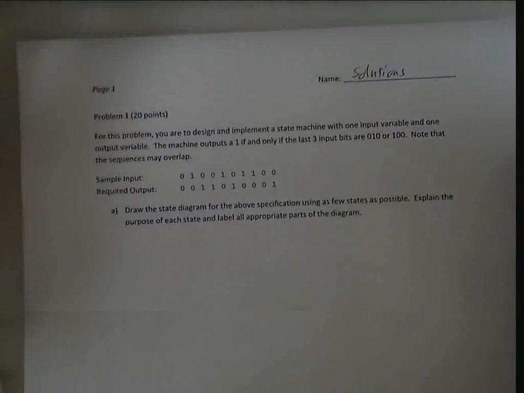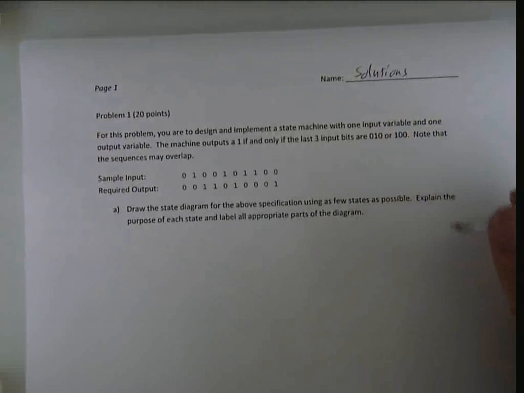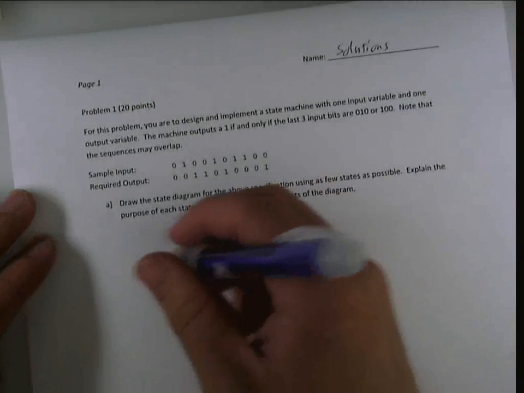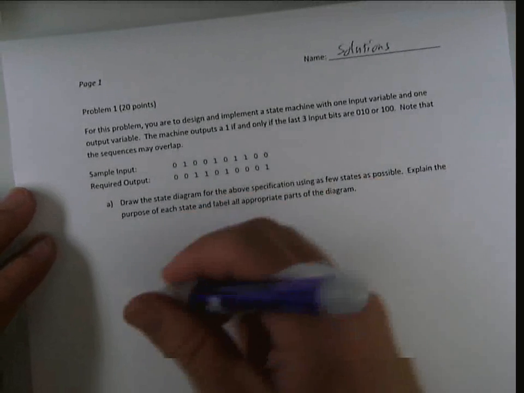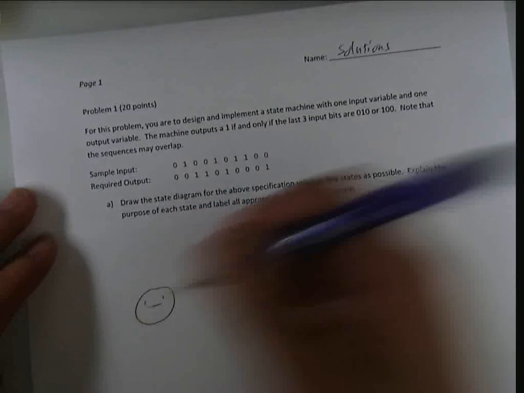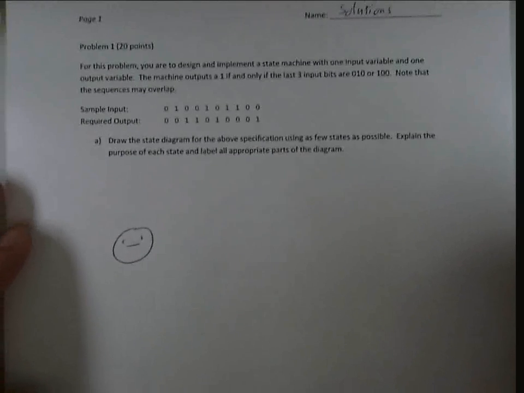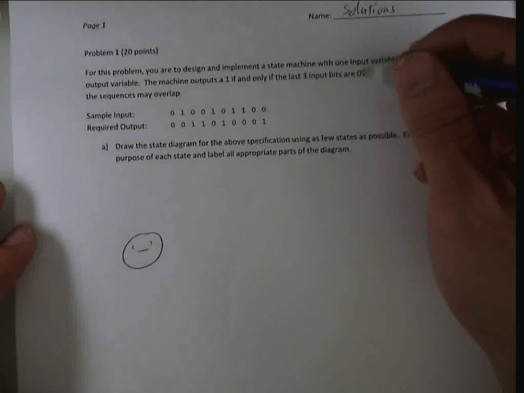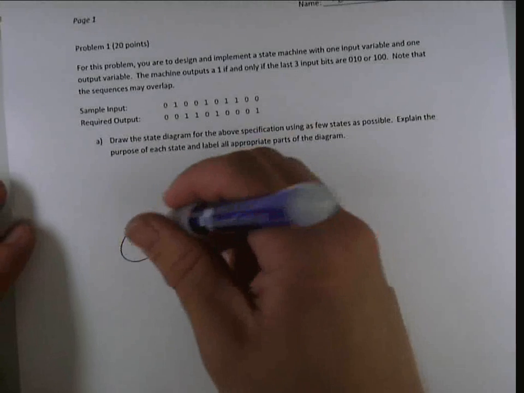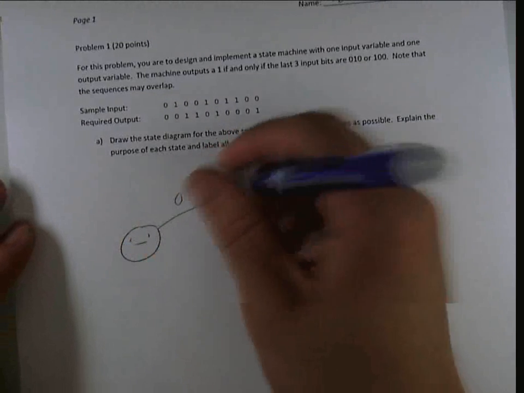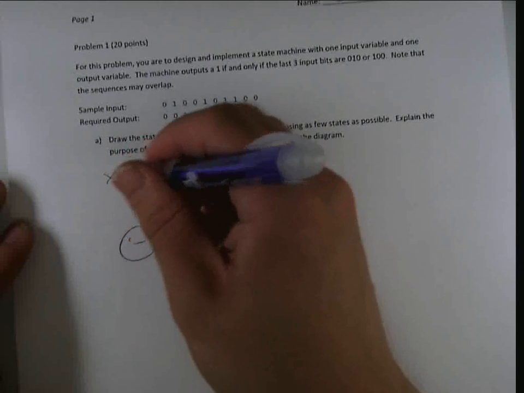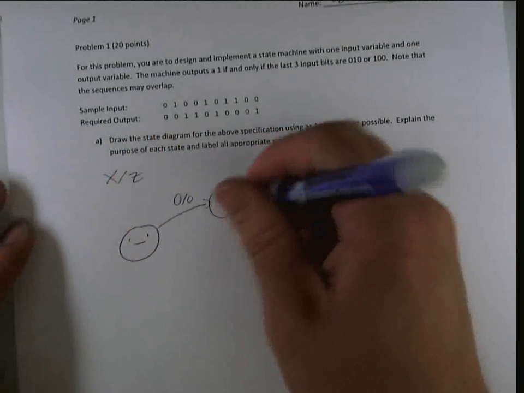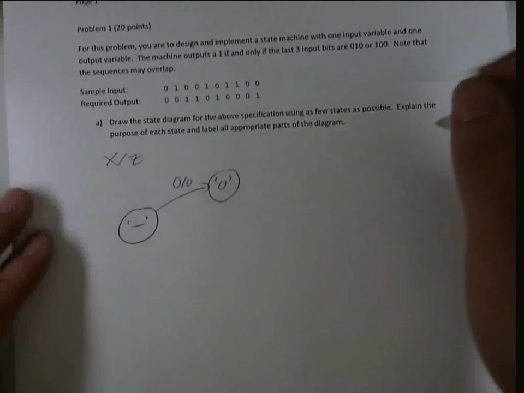So basically I want to draw my state diagram using as few states as possible and explain the purpose of each state and label all parts of the diagram. So, as with any sequence recognizer, I'm going to start off with my start state. And basically if I get a 0, I'm going to start creating this sequence, and if I get a 1, I'm going to start working on this sequence. And so 0, and I'm going to do x/c, and this is going to be I haven't detected, and I've detected a 0, is what this is going to say.